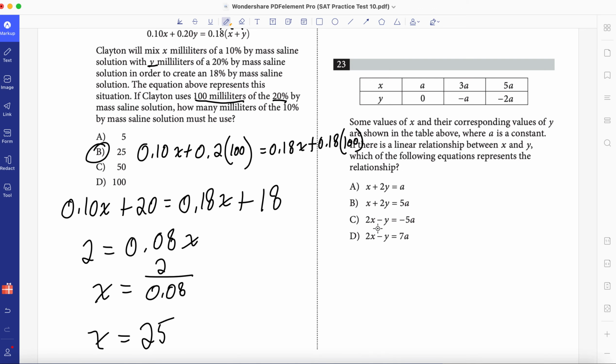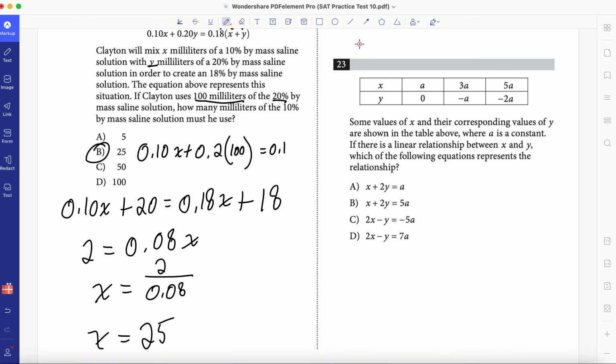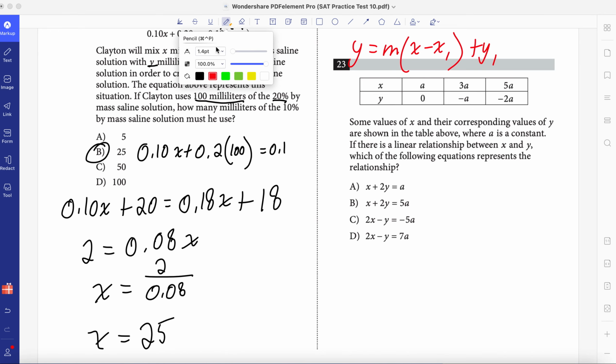Now for this problem, it tells us that we have some values of x and the corresponding values of y are shown in the table above, where a is a constant. If there is a linear relationship between x and y, which of the following equations represents this relationship? So for this problem, I'm going to do two things. I'm going to erase this, and I'm going to go up here and write the point slope form. So y is going to equal m of x minus x1 plus y1.